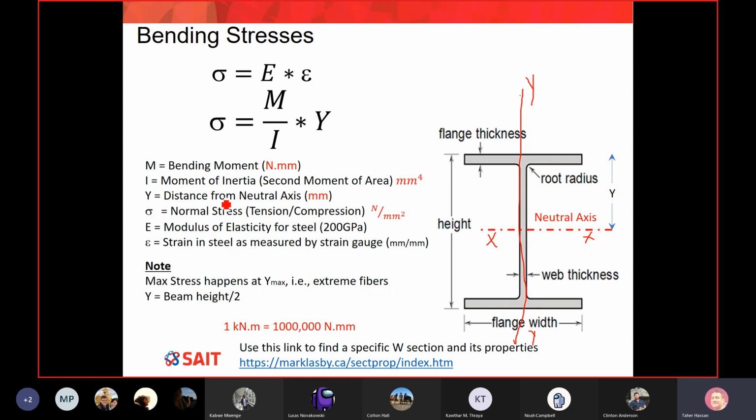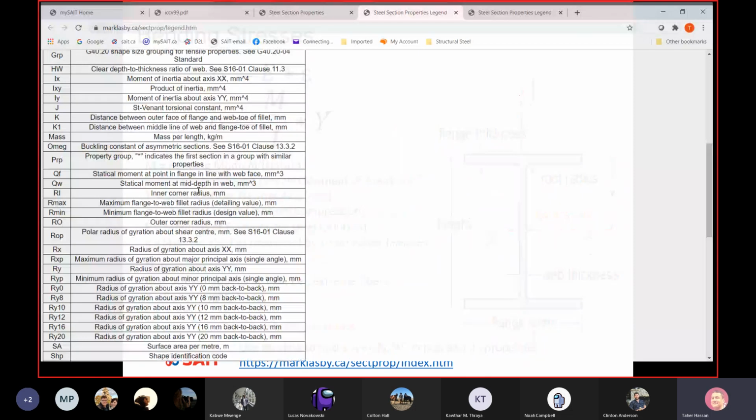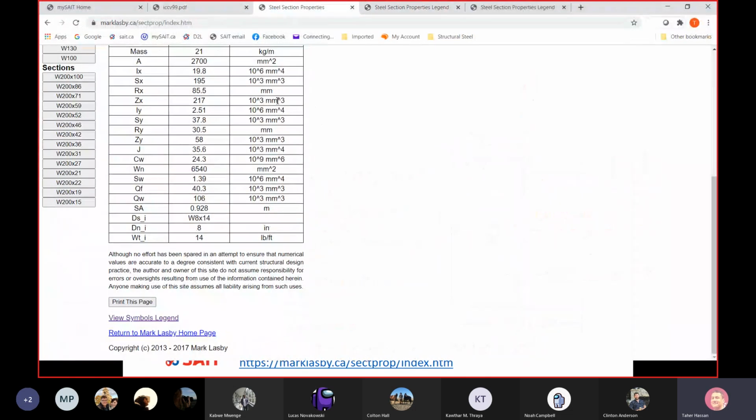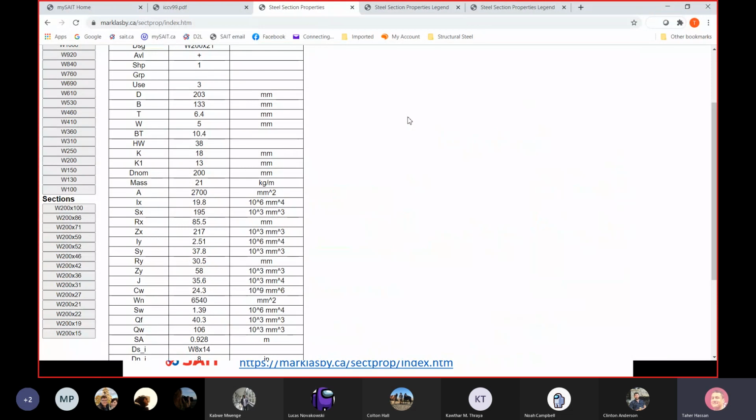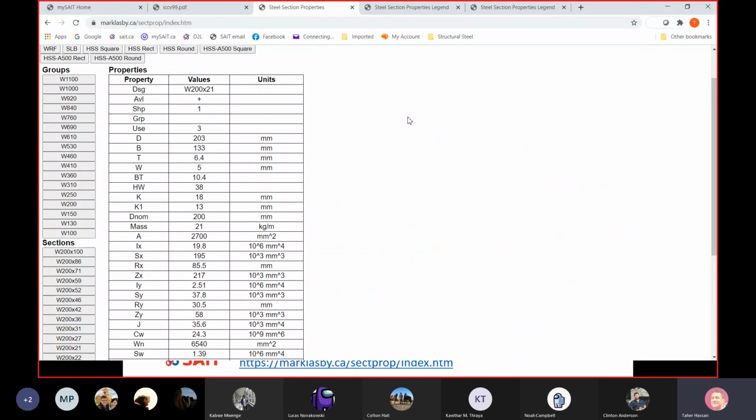Again, you don't have to estimate this yourself. You just go to the table, and I'm going to ask you right now, how much is my Ix for this beam, W200 by 21? 19.8. No, that's not right. Oh, 19.8 is not right? No, it's not right.